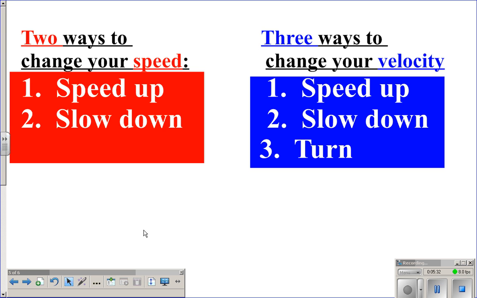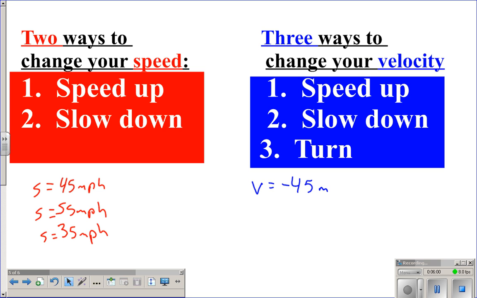So in other words, in our previous example, Al is driving at 45 miles an hour. That's his speed. So if we wanted him to change his speed, he would have to either go faster. Oh, now I'm going 55 miles an hour. Or he could slow down and go 35 miles an hour. So those are three different speeds. Whereas over here, Bob had a velocity of negative 45 miles an hour.